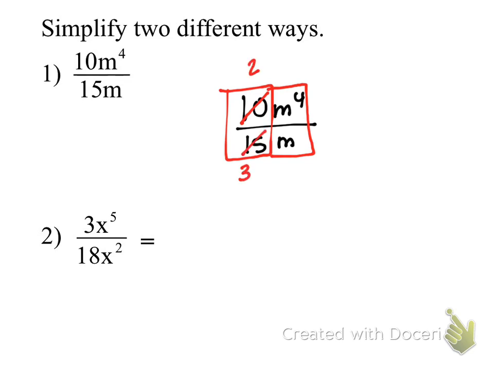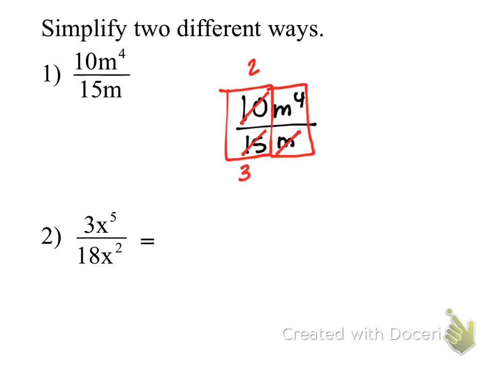What's the greatest amount of m's I can divide out of the numerator and the denominator? It has to be the same amount. No, I cannot take 4 out of the denominator. What is the greatest amount I can divide out of top and bottom? 1. I can take 1 because the bottom only has 1. So that's the greatest amount that they both include. So I can take 1 out of here.